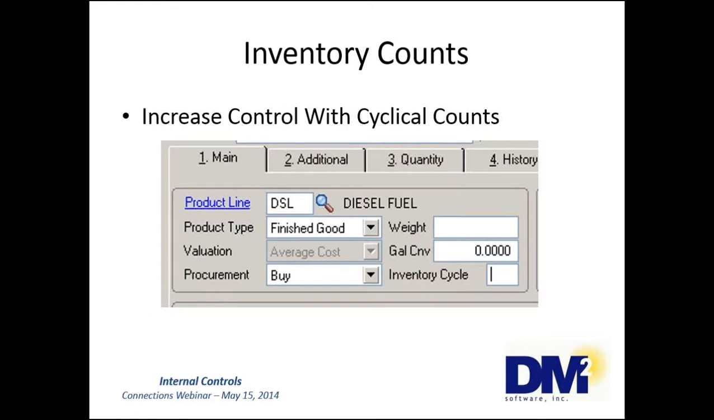Our relationship with Scanco also provides additional help in performing inventory counts. It can help make it faster and more accurate. If you would like more information about the Scanco partner, you could contact our sales department for more information.